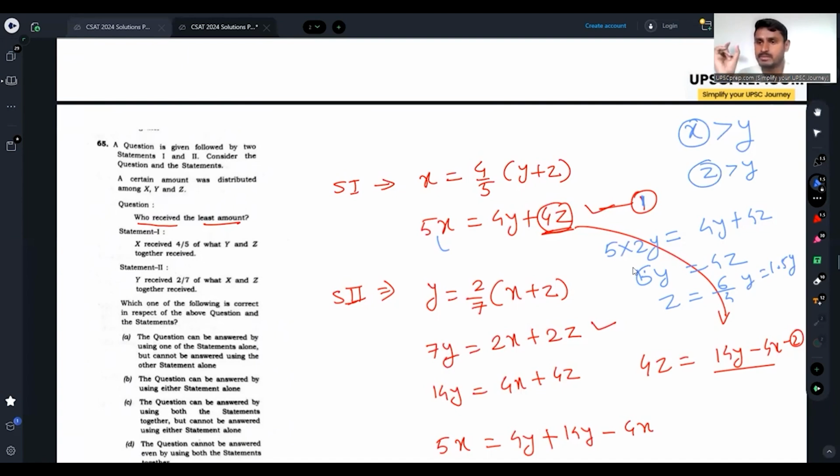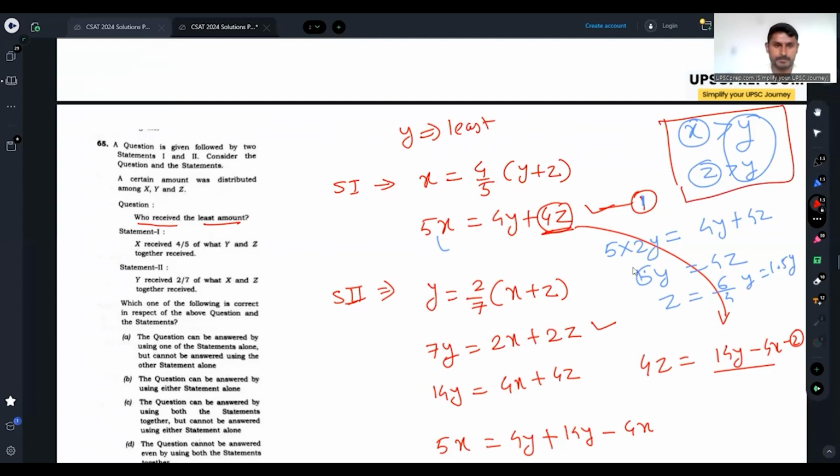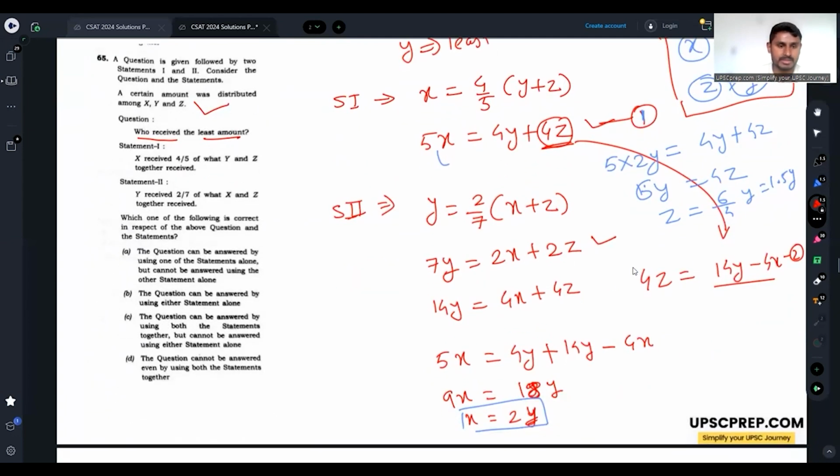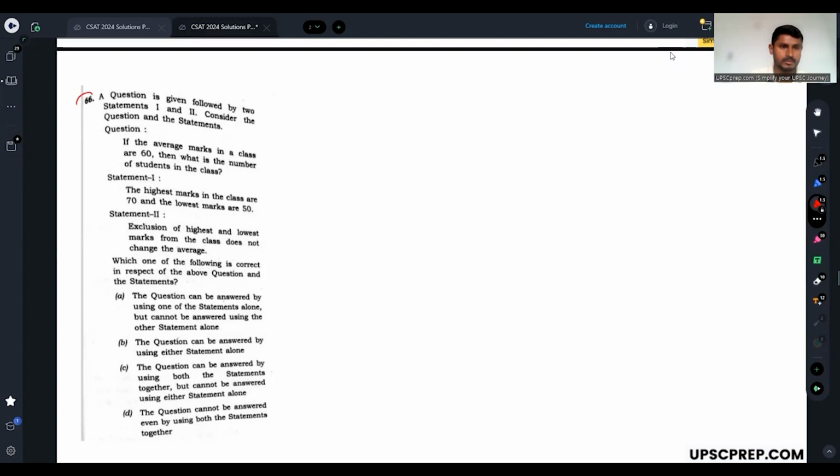Then who should be least? Whose value should be the least? y's should be, for sure, right? So y will be least from this relation. So we can answer the question who received the least amount by using both statement 1 as well as statement 2. So option C will be again the correct answer in this case. Next question.